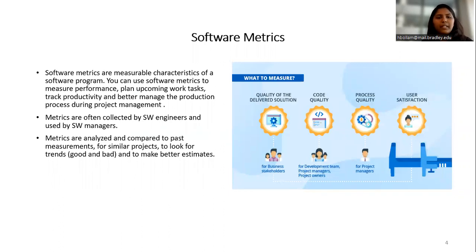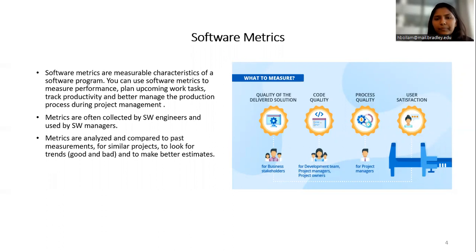Software metrics play a major role in software engineering. They make better control and planning and give clear visibility for any project in the software industry, and they help to increase software productivity and quality as well. These software metrics are often collected by software engineers and mostly used by software managers. These metrics are analyzed by comparing different measurements, and they are used at each level of the SDLC life cycle.